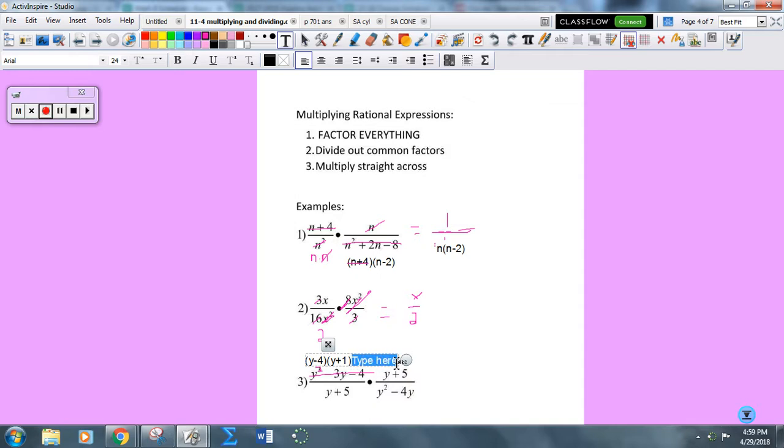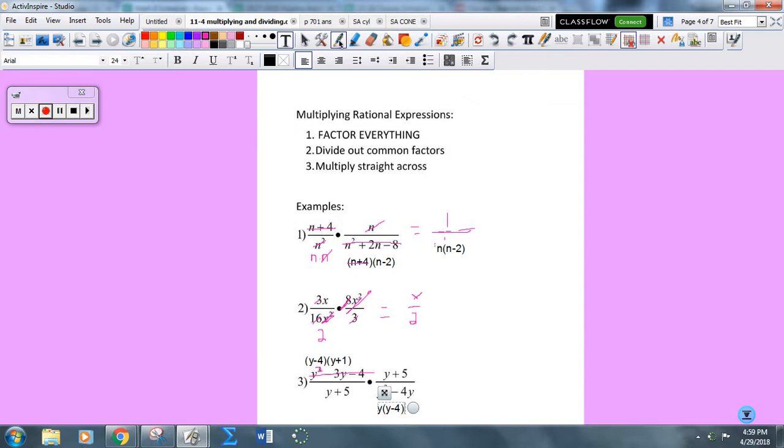I don't know why that type there is still there. And then y plus 5, I can't factor that. That y and 5 are glued together. This y and 5 are glued together. This can be factored. There's a GCF of y, so it's y, parentheses, y minus 4.